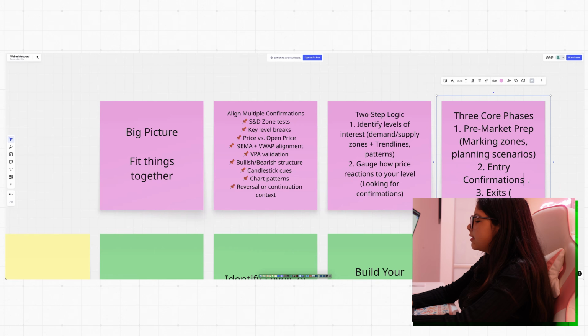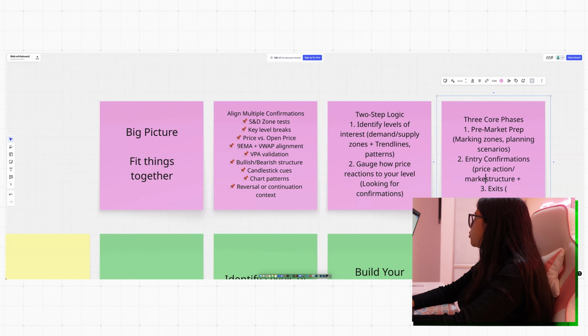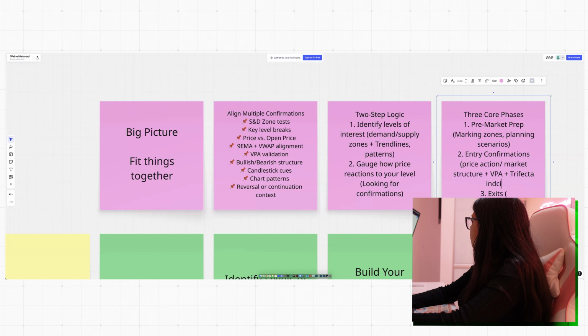examples as well. My standard basic checklist for an A+ setup for entry confirmations is basically price action structure. You could call it price action market structure for the first one. So that price action confirmation, market structure confirmation, plus VPA, plus the trifecta indicators. So this combo has been working like fire for me this whole year.